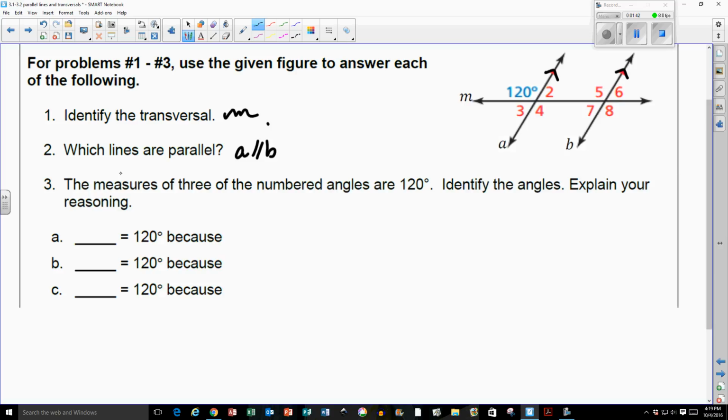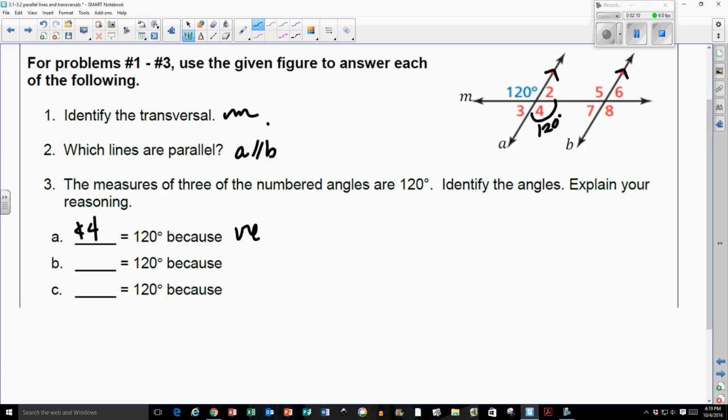Okay. So which 3 of the numbered angles are going to be 120 degrees? Okay. So what do we know? Well, we know that angle 4 is 120 degrees because it is vertical.